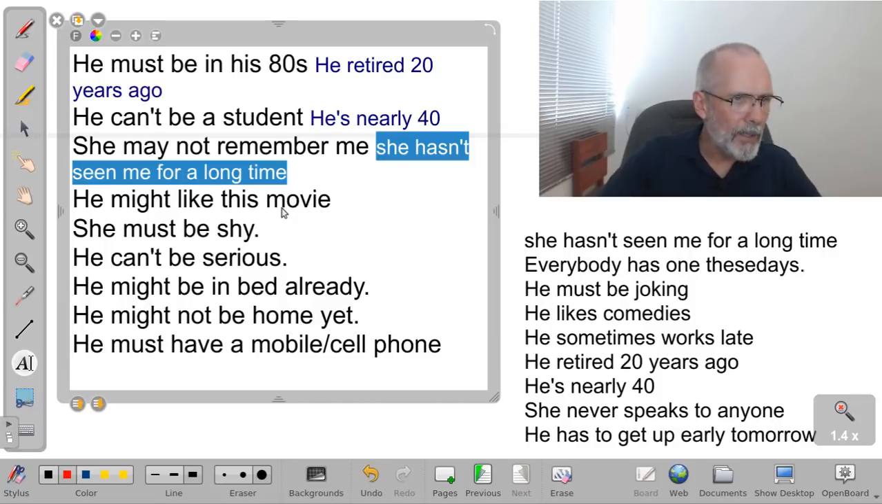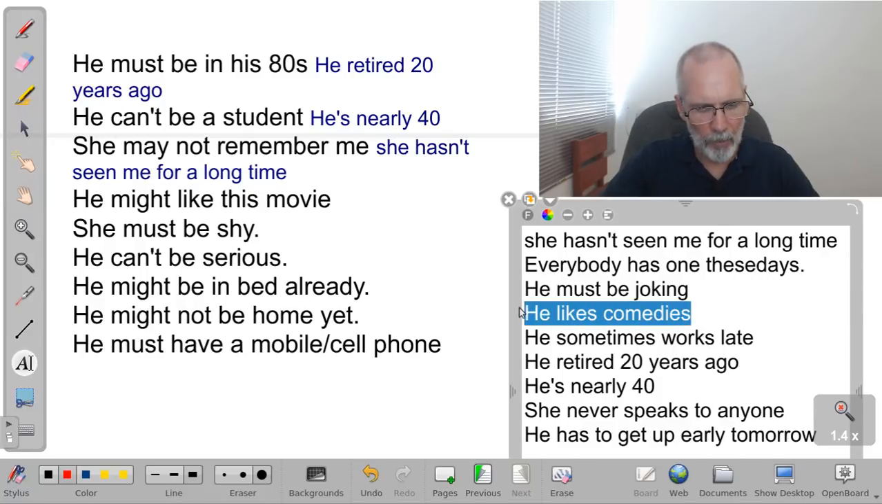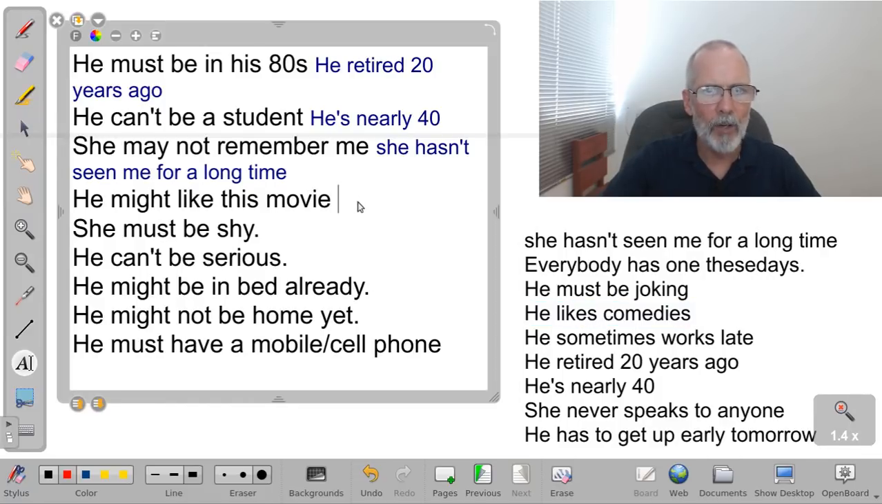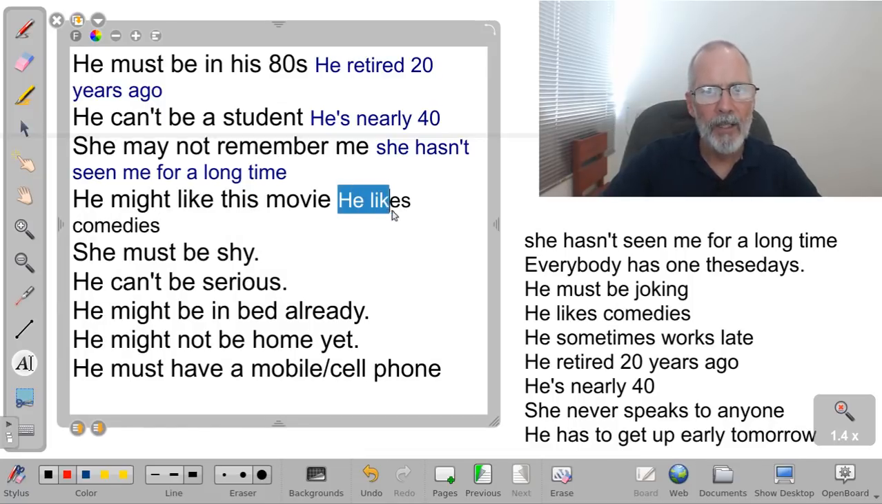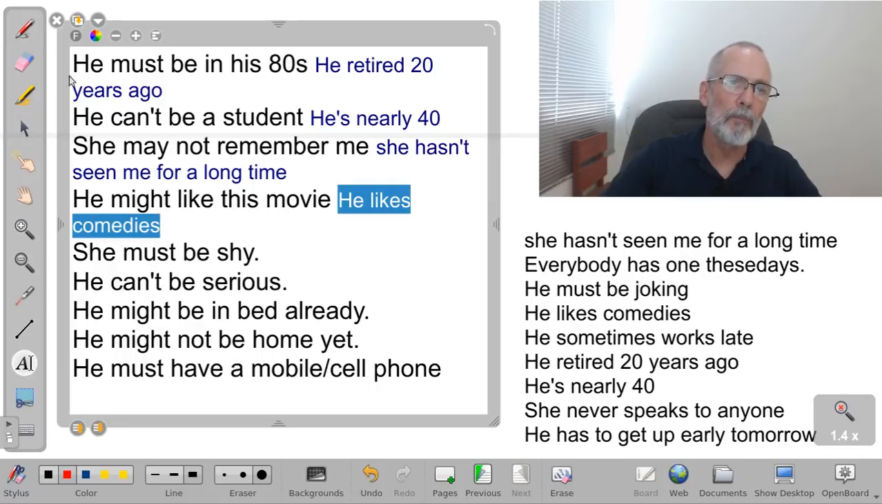He might like this movie. He likes comedies. Very good. Yeah, he might like this movie. He likes comedies. I don't know if he's going to like the movie, but it's a comedy and he likes movies. So there's a possibility that he will like this one.